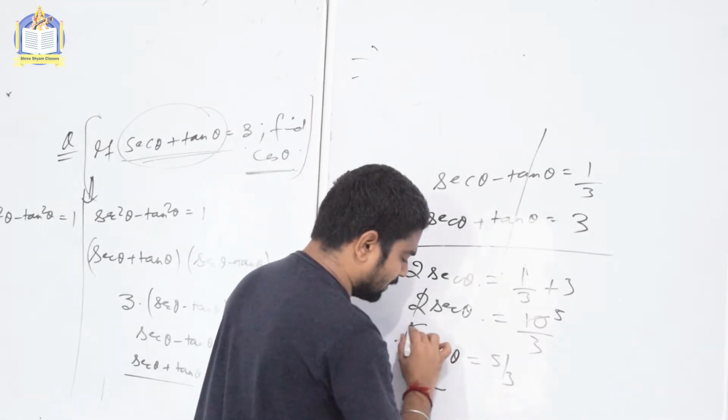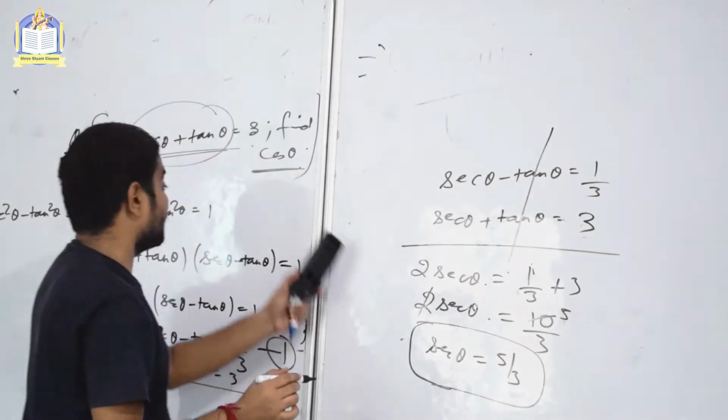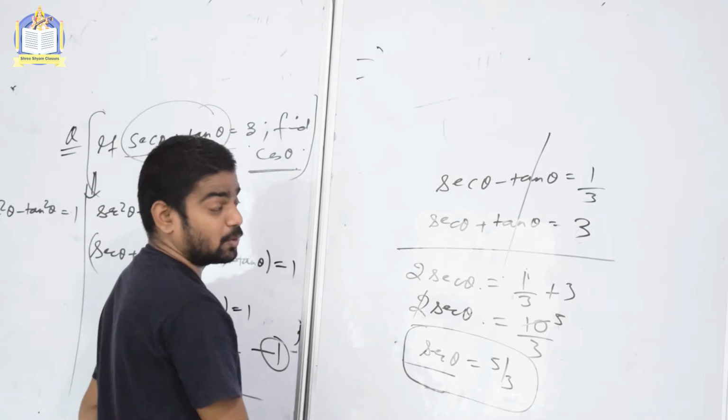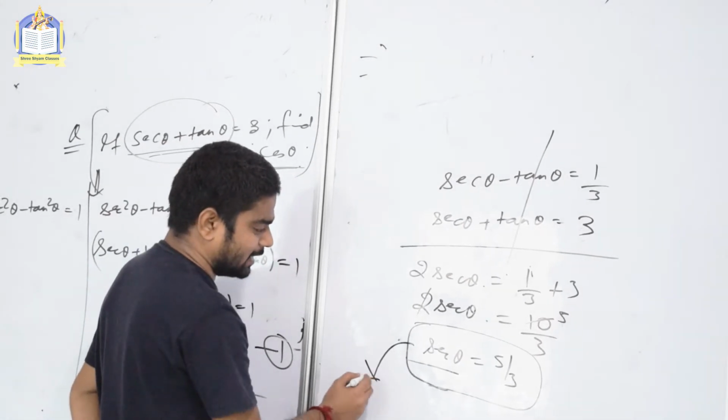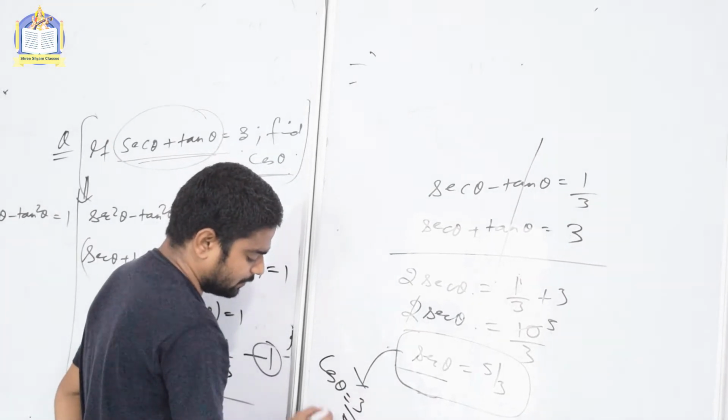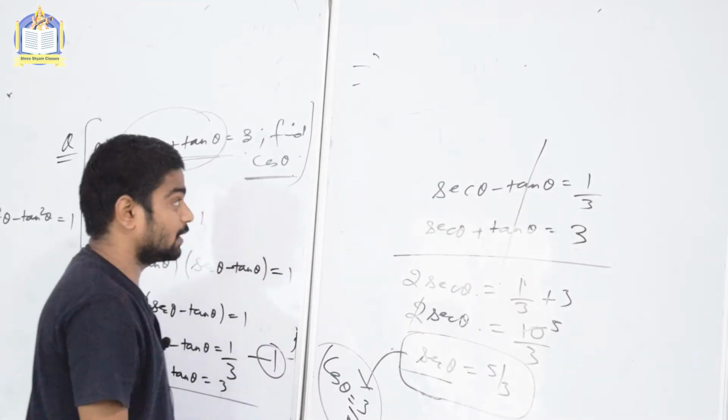Using this relation we have found the value of sec theta, but we are required to find cos theta. We very well know that sec theta is the reciprocal of cos theta. So if sec theta is 5 by 3, cos theta can easily be written as 3 by 5. This is the required answer.